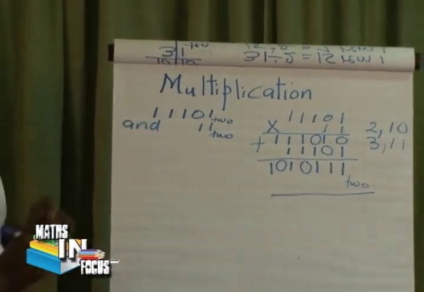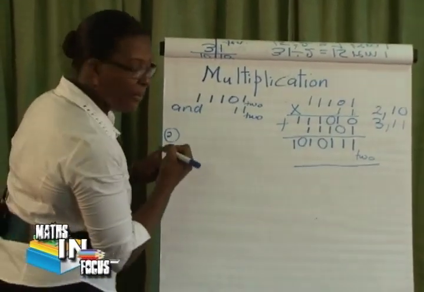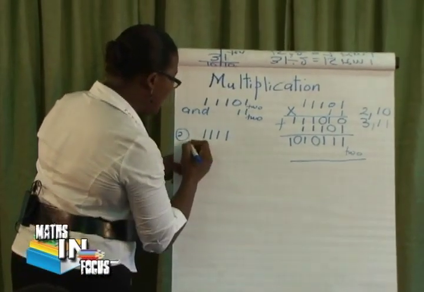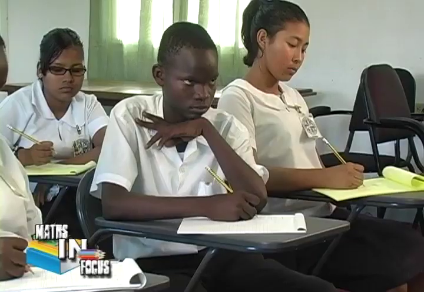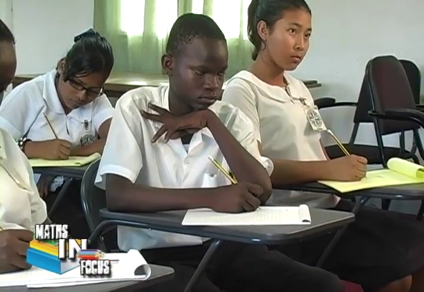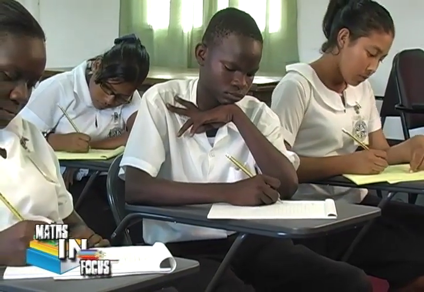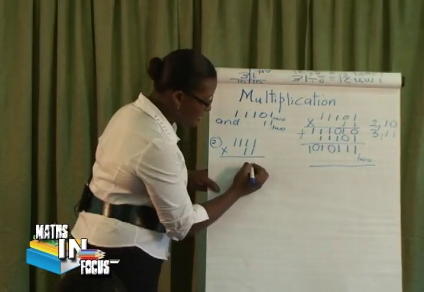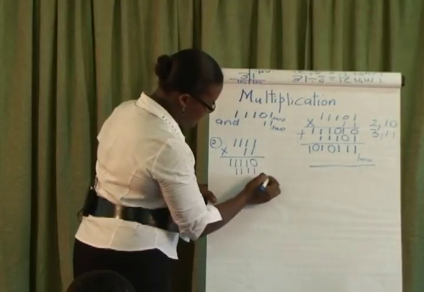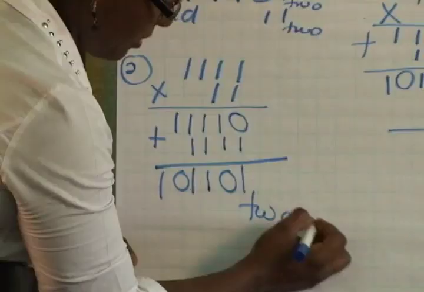Now it's time for you to try one. So you're going to find the product of 1111 and 11. Do we have an answer? Yes, Fideli, I take yours. What did you have when you multiplied the first one? Let's start from the right. 0, 1, 1, 1. And the second line? 1, 1, 1, 1. And when you sum these two up, you got? 1, 0, 1, 1, 0, 1, 1, 0. 101101 to the base 2. Very good.